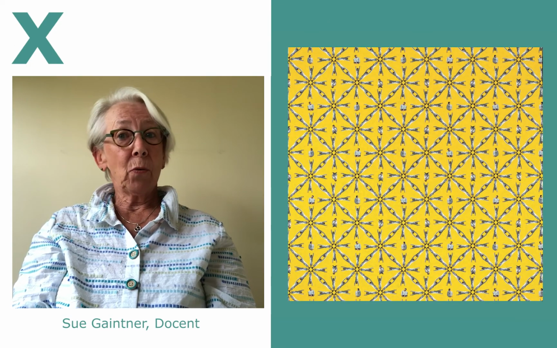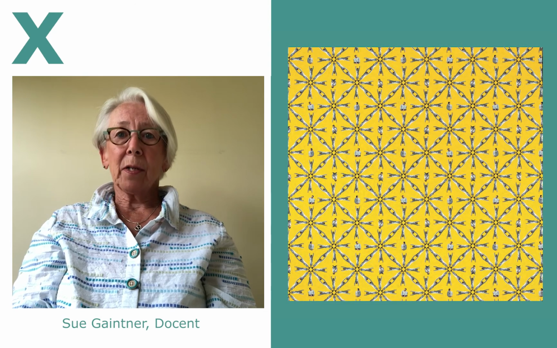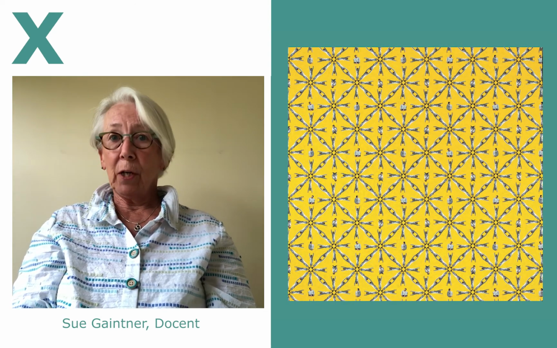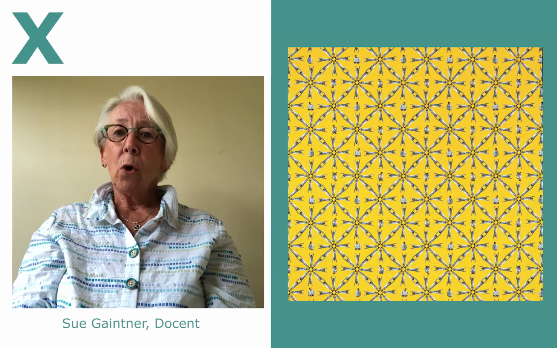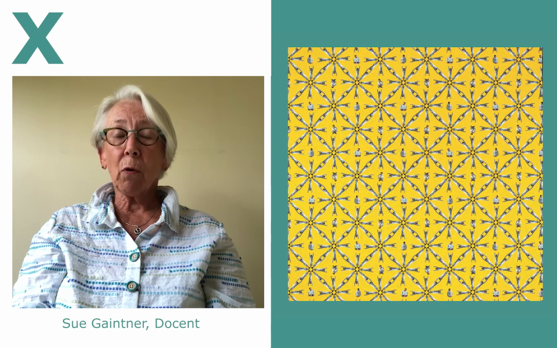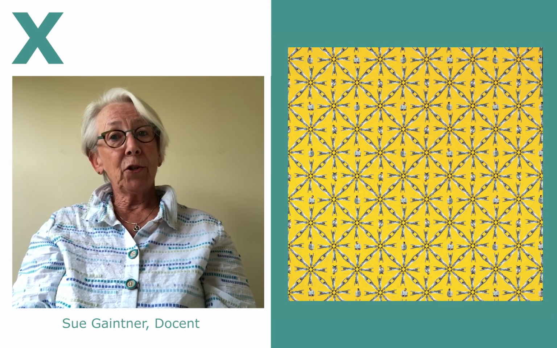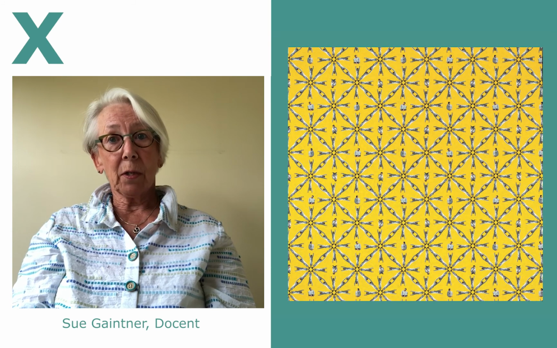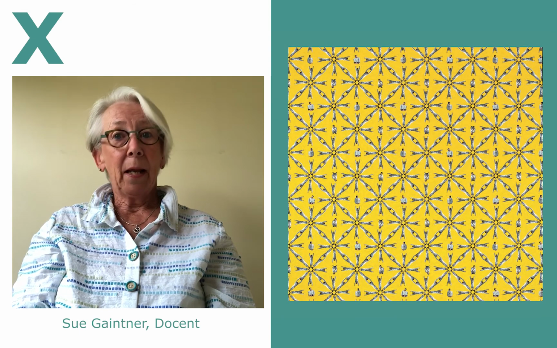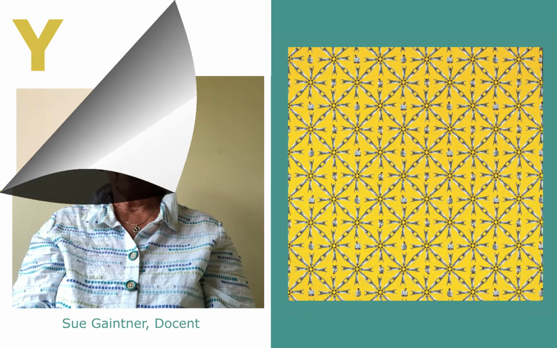We are headed to our next letter, the letter X. And X is for X. Repeated shapes create a pattern. What shapes do you see that create the crisscross pattern? Do you see any other shapes besides the crisscross? Do you see any squares? And maybe you might even see the diamond pattern.